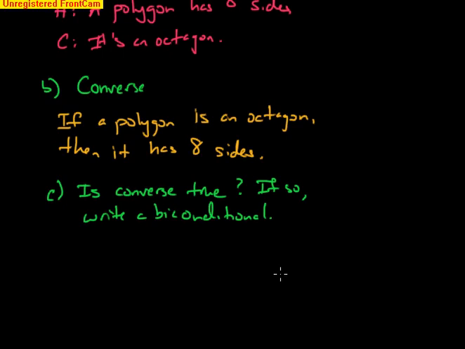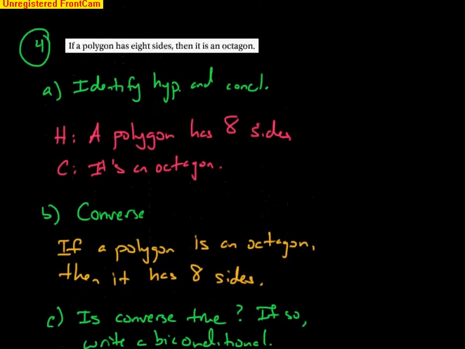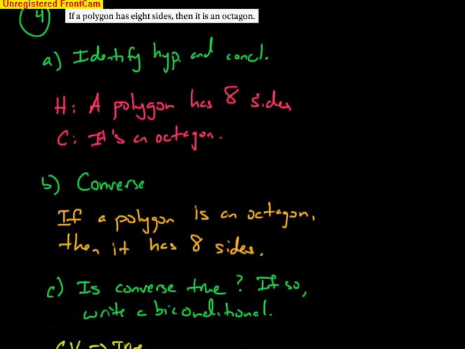Next, we're going to see if the converse is true, and if it is true, we're going to write a biconditional. So, if a polygon is an octagon, then it has 8 sides. Yes, that's true, right? So, an octagon is a polygon with 8 sides. So, the converse is true. Therefore, I can write a biconditional. Now, I want to go back to the original statement, the original if-then.